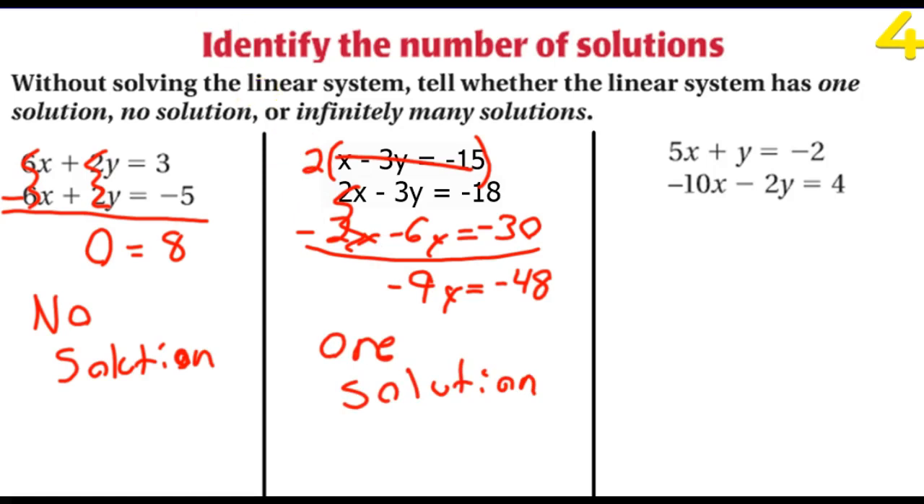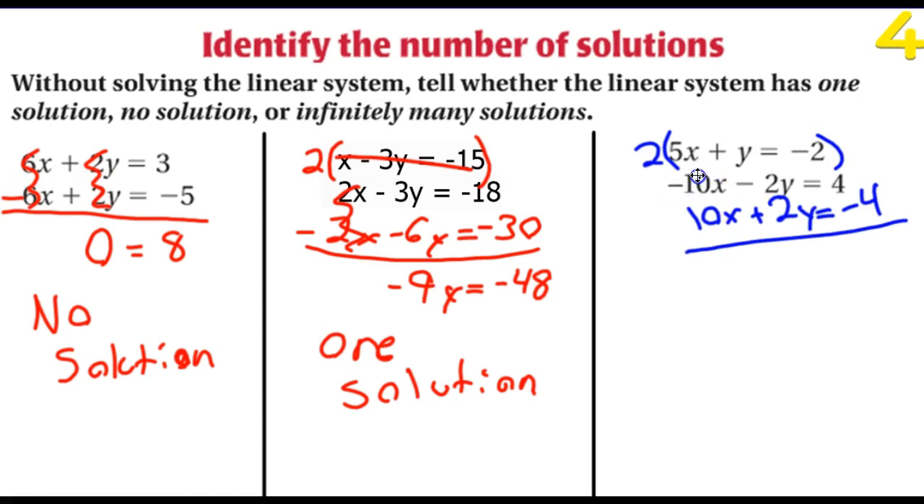This one will have an x and a y. Okay, our next one, 5x plus y equals -2, and -10x minus 2y equals 4. I'm going to try to eliminate, and I'm going to multiply the top equation by 2. So 2 times 5x gives me a positive 10x, 2 times y gives me a positive 2y, and 2 times negative 2 is negative 4.